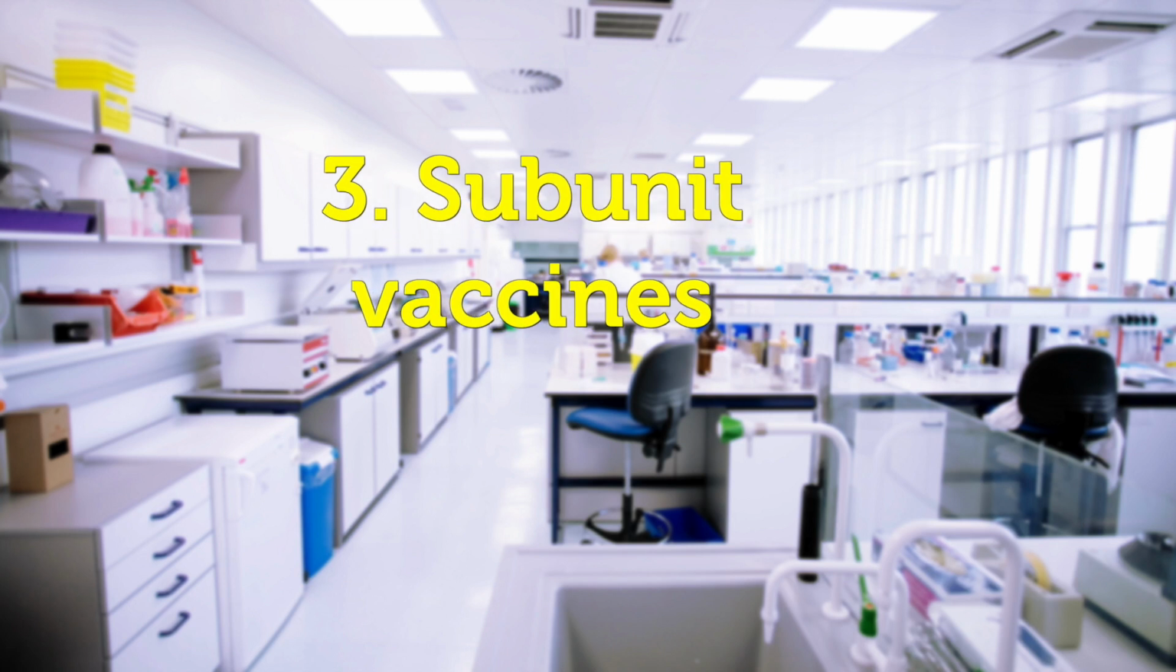3. Subunit vaccines. We get rid of most of the virus and we just keep the surface protein, which we introduce to our immune system. This can't make us sick, but the problem is that our immune system may not always recognize this protein. Subunit vaccines usually include something called an adjuvant, which is a substance that helps our immune system recognize what's left of the virus. An example of a subunit vaccine is the hepatitis B vaccine.